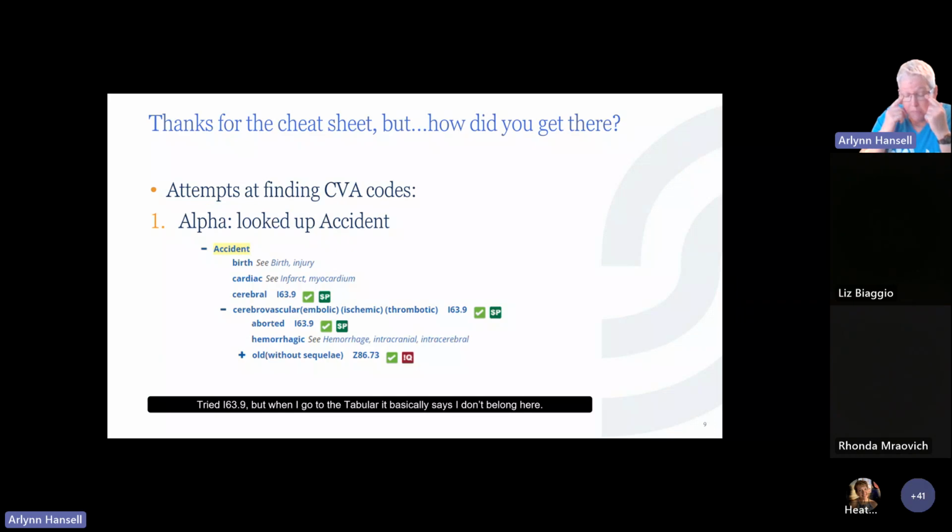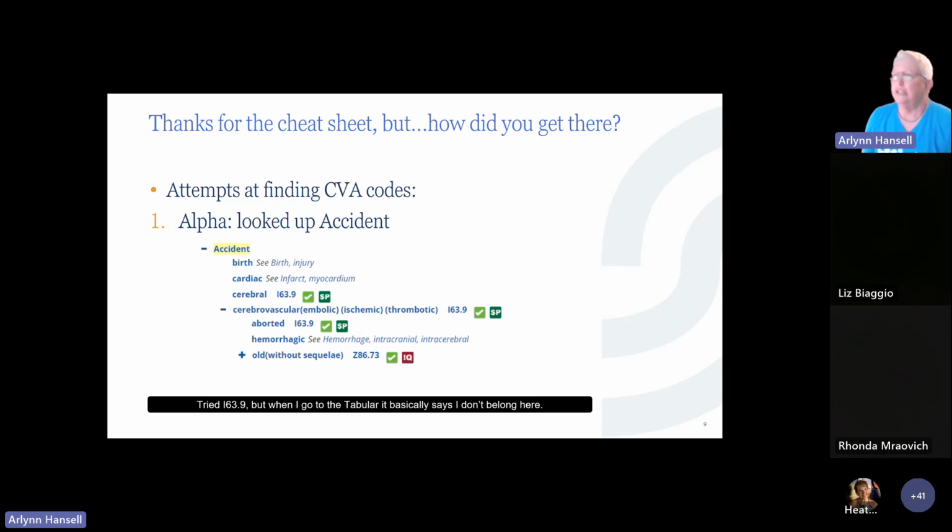So I put here, thanks for the cheat sheet. We all appreciate cheat sheets, but it's still good to know how to look something up to find those codes. So I said, okay, let's try to be a coder here. First, we'll always start with the alpha index, right? You look up accident, because you're not going to look up cerebrovascular. You're always going to look up accident. So if I look up accident, we have cerebrovascular, right? I'm pointing to my screen over here, which you can't see.